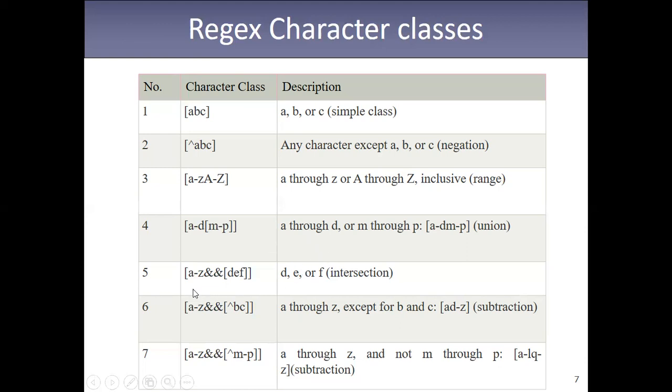Then the fifth one represents intersection. So intersection in between a through z and d, e, f. So it represents d, e, or f. Then the sixth one represents a through z except for b and c. So this is also similar to a subtraction operation. Then the last one is a through z but not m through p. So this is also similar to subtraction. So these are the various character classes available.